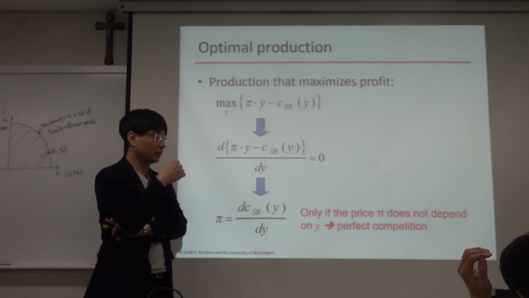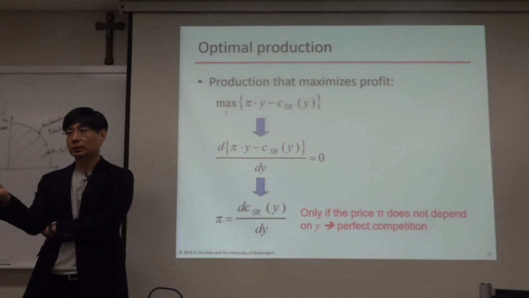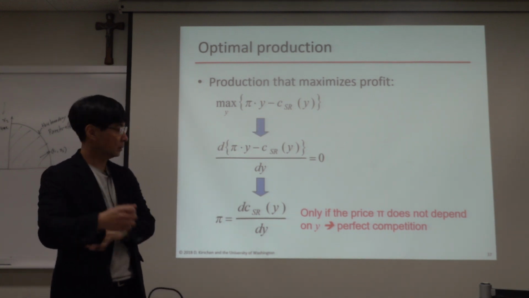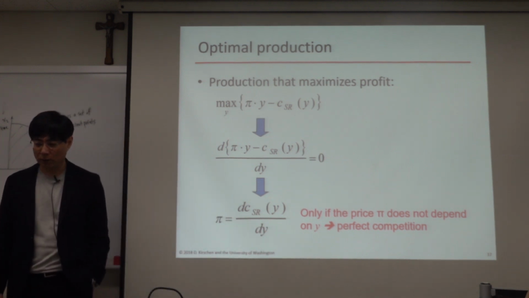Okay? If they produce more than that, then it costs more than the price. So you don't have any incentive to do that, right? So at this point, the optimal production quantity is determined.